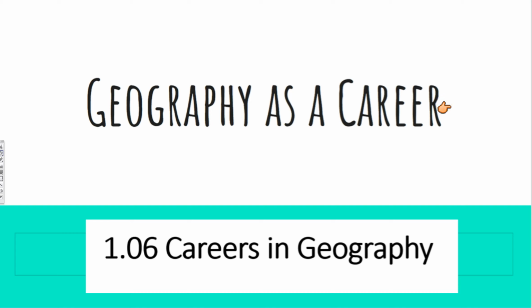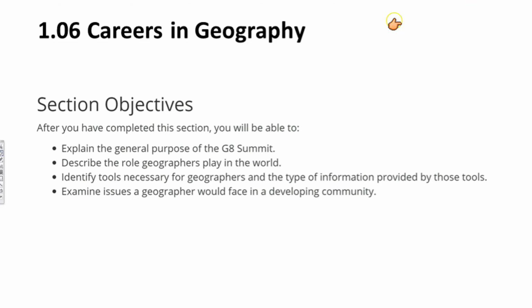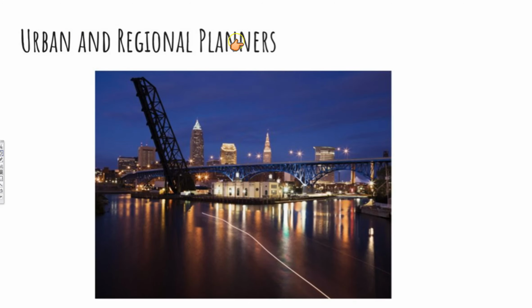Okay, so this leads us on to 1.06, which is careers in geography. If you wanted to go into a field of geography, what would it be like? There are the objectives. Geography includes urban and regional planning. Basically, you're going to decide where bridges go and how you keep the beauty of a certain area, like rivers going through cities.